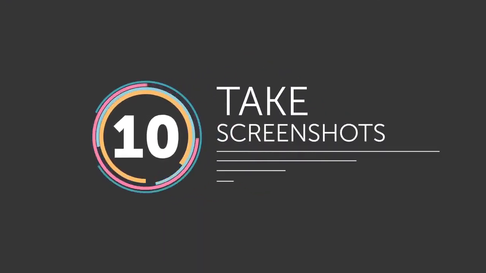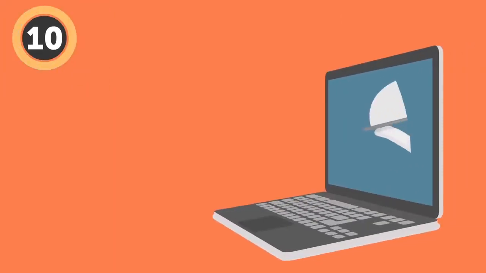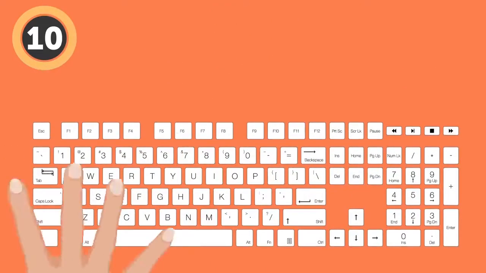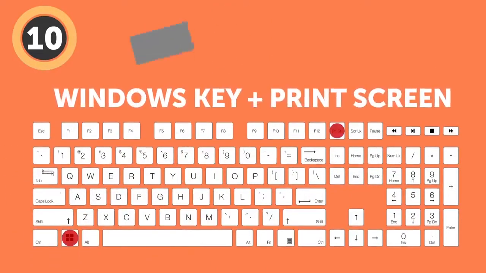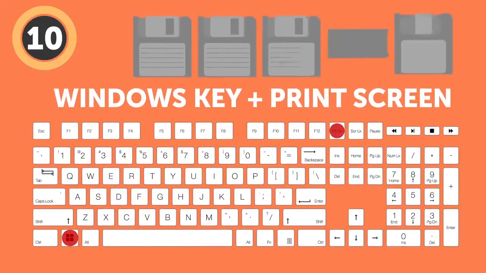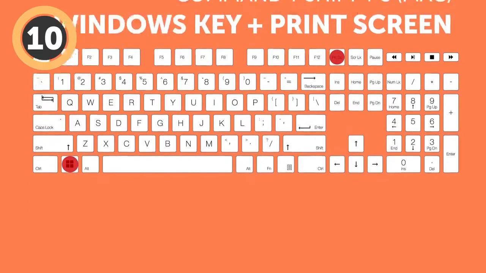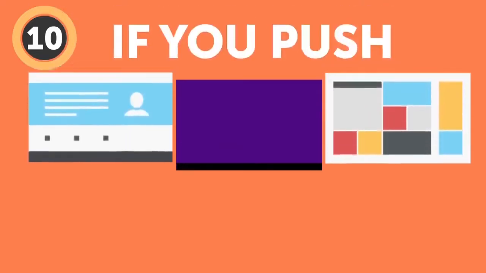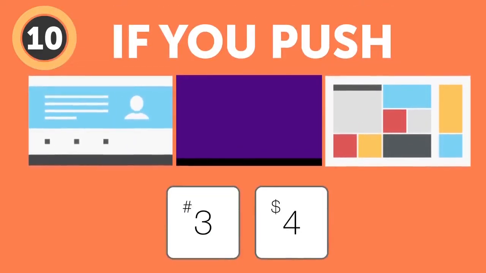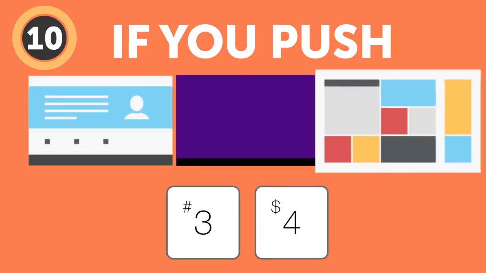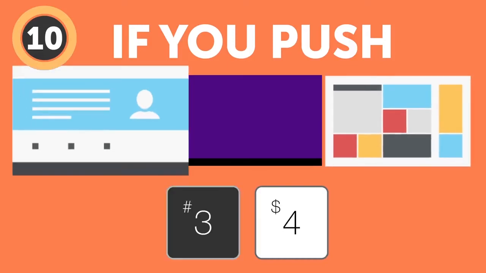Number 10. Take screenshots. Oh, you found that tiny evidence. Well, you better collect it. Use the Windows key plus Print Screen to take a screenshot and immediately save it in the image folder on your hard drive. Mac also lets you take screenshots by pressing Command plus Shift plus 3. But for you, it gets even cooler. If you push 4 instead of 3, you'll be able to choose what part of your desktop you want to snap a picture of, or even take a screenshot of only one exact window.